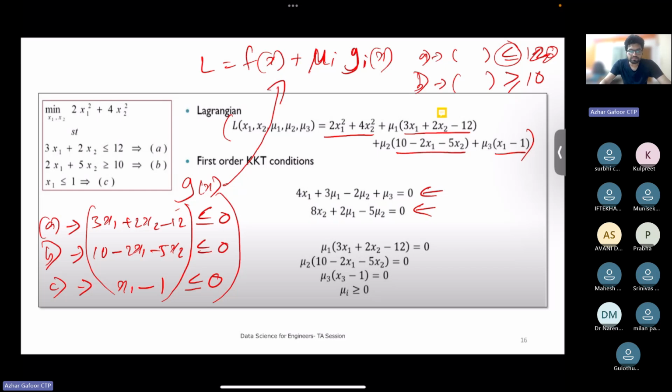If you have doubts, please ask now, about how to form the Lagrangian and how to see the first order KKT conditions.